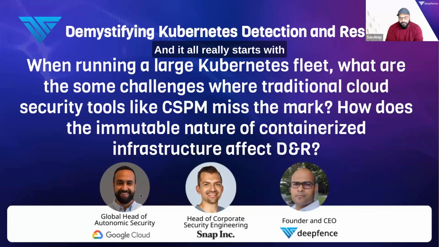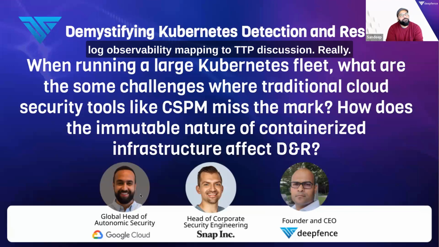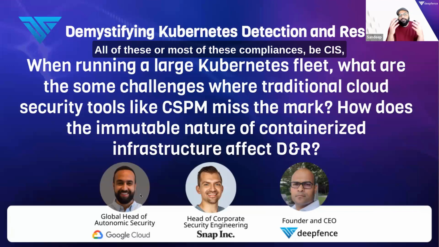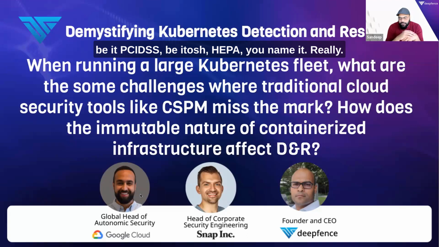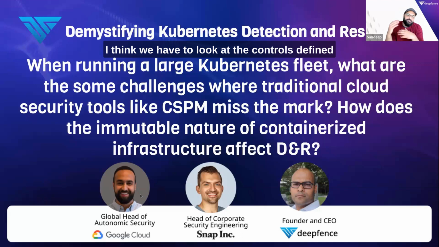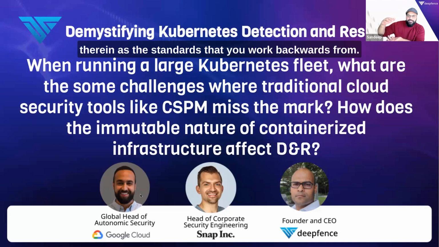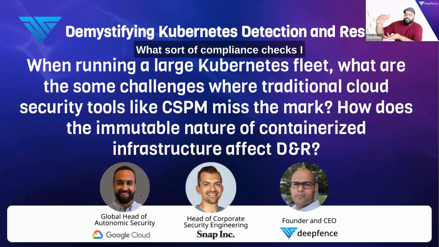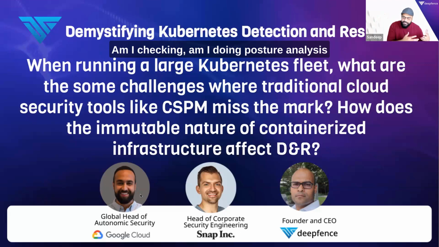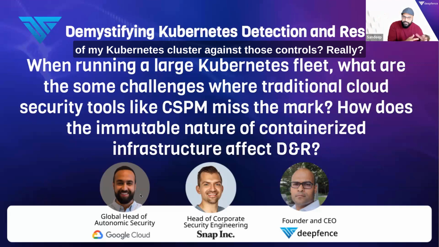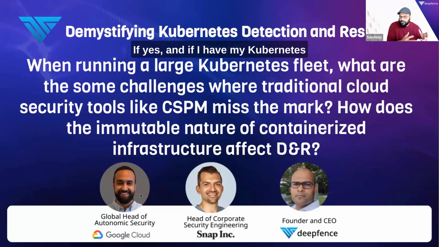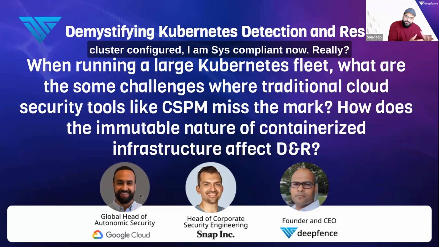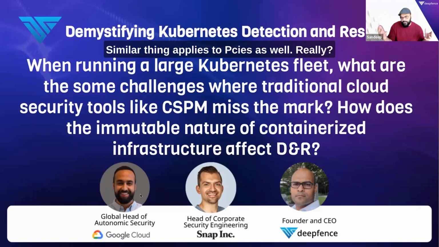Absolutely, Iman. I think it all really starts with extending or taking inspiration from the log observability mapping to TTP discussion. Most of these compliance frameworks, be it CIS, PCI DSS, HITRUST, HIPAA, you name it, we have to look at the controls defined therein as the standards that we work backwards from. What sort of compliance checks do I need to be CIS compliant? Am I doing posture analysis of my Kubernetes cluster against those controls? If yes, and if I have my Kubernetes control cluster configured, I am CIS compliant. A similar thing applies to PCI DSS as well.